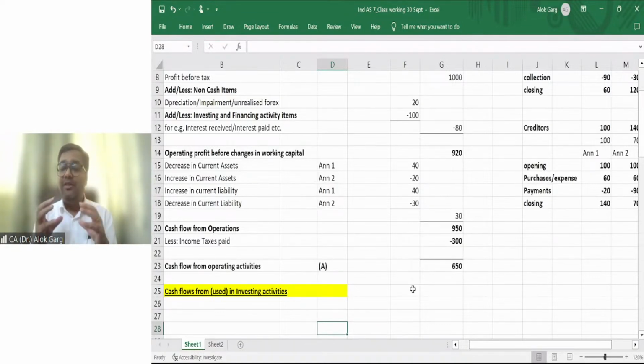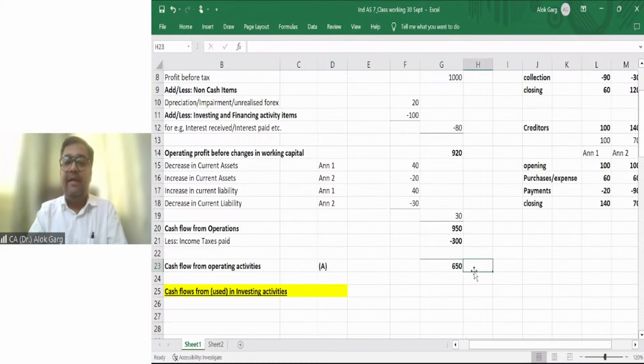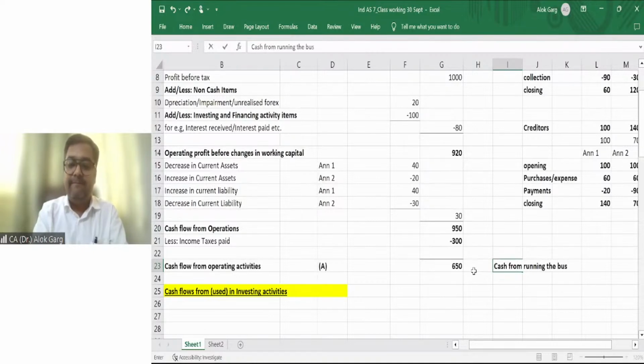Net, we got the money we are generating from our business, right? So friends, the cash flow from operating activities shows how much cash you are generating by running your ordinary activities, by running your business, right? So this cash flow from operating activities shows the cash from running the business, the main ordinary activity of the business.